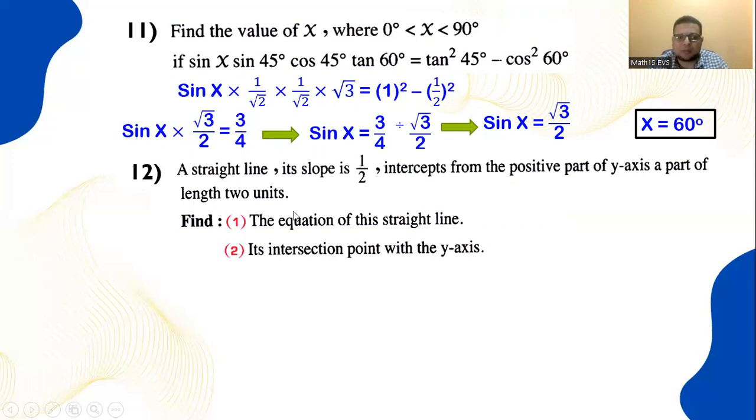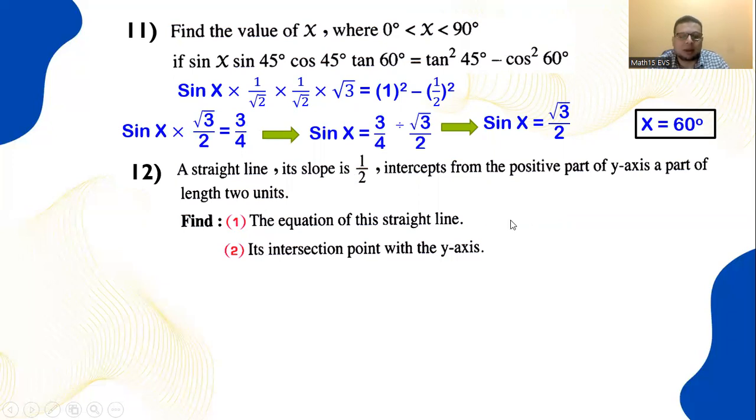Question number 12. A straight line, its slope is half. It intercepts the positive part of the y-axis for a length of 2 units. So C is positive 2. C is 2 units in the direction of positive, so C is plus 2, and the slope is half. I need the equation of the straight line.